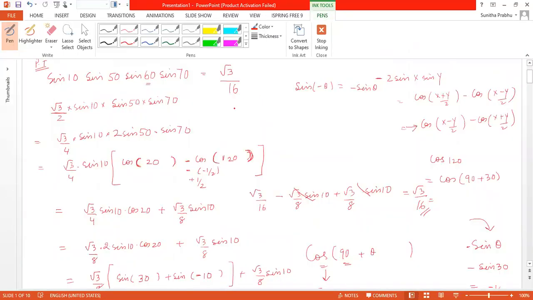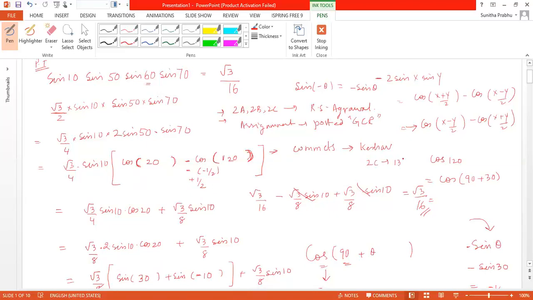Point number 1, do 2A, 2B, 2C from RS. Okay. Then point number 2, what I said is assignments will be posted in Google Classroom. Then third thing is, there is a comments section. Whenever you don't get a question, just register it. For example, Keshav will say, I didn't get 2C question number 13. Put it, register it and send it. From the assignment, I didn't get question number 10. All those comments will be there. So when I do a doubt class, I will look at the comments and I will solve those questions.